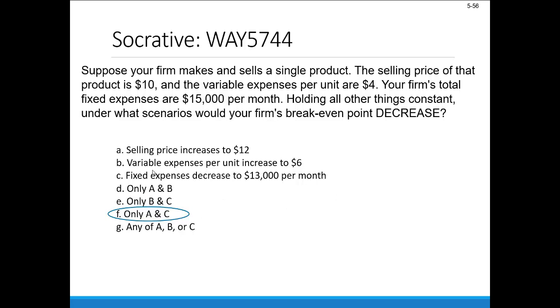And then just to make sure we're clear on B, variable expenses per unit increased to $6. That would cause a decrease to our unit CM, right? Each unit I'm selling contributes less to the bottom line, so my break-even point would increase rather than decrease.